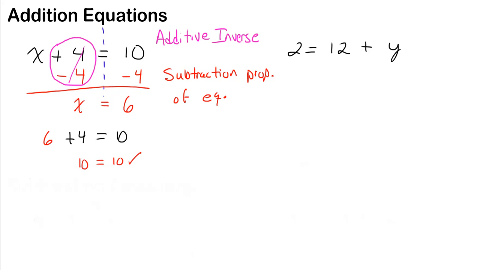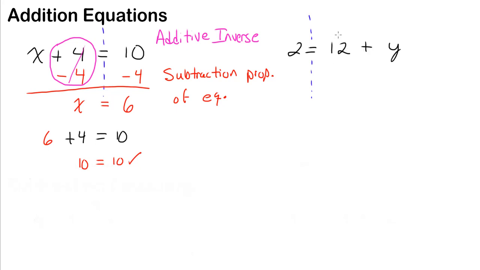Let's take a look at the next example here. I have 2 equals 12 plus y. Again, my equal sign is in the middle, so 2 is on the left, and on the right I have 12 plus y. So y is my variable that needs to be isolated, and I need to get rid of this 12 in order to isolate it. Keep in mind, this plus sign in between the 12 and the y is here because y is positive. But I need to know what kind of number 12 is. Is it positive or negative?